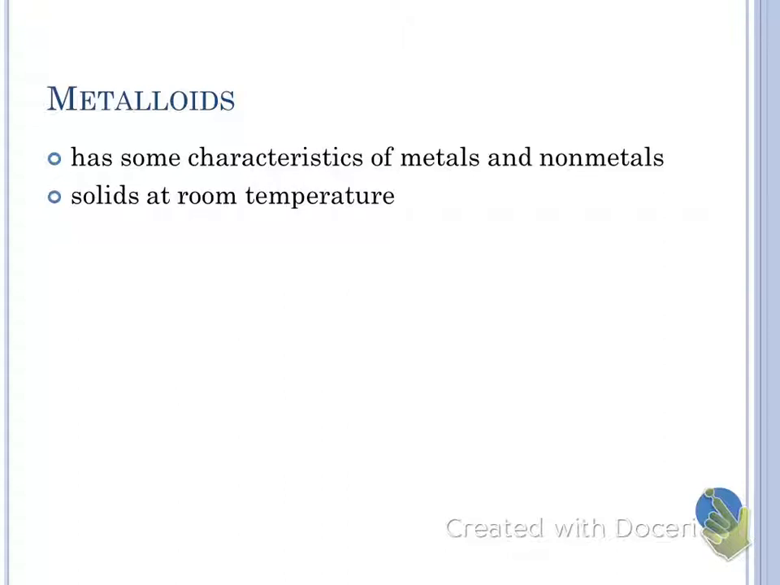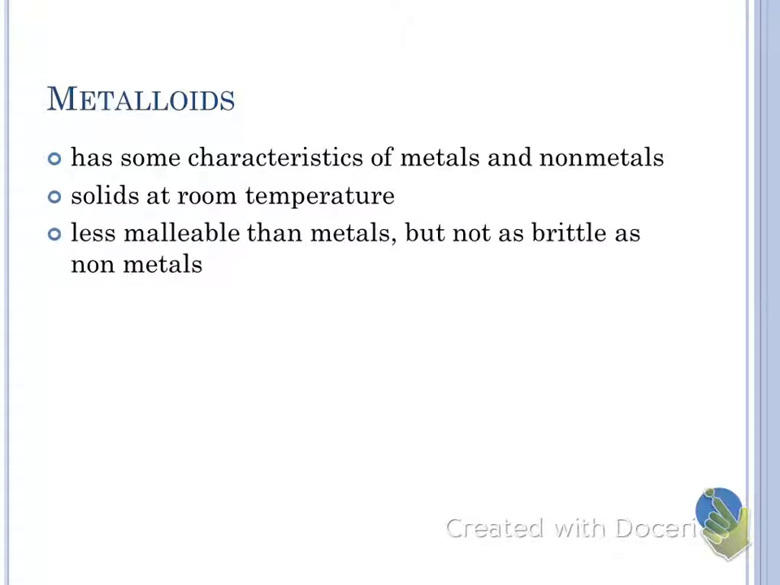All of the metalloids happen to be solid at room temperature. So that lends itself a little bit more toward the metal side. They fall right in the middle in terms of how malleable they are or how brittle they are. They're less malleable than metals, but not as brittle as the nonmetals. So again, they just fall right in between.